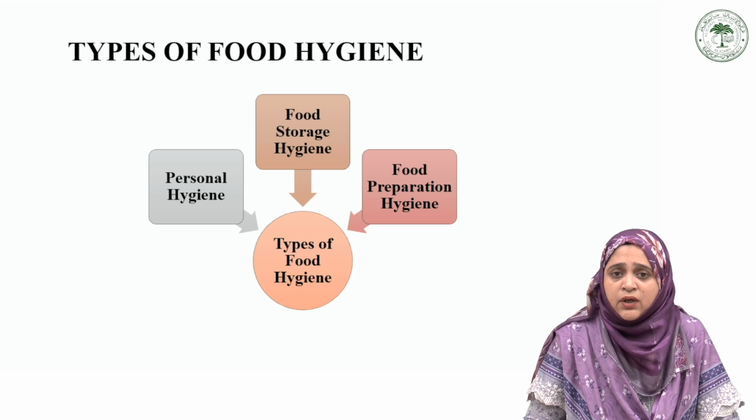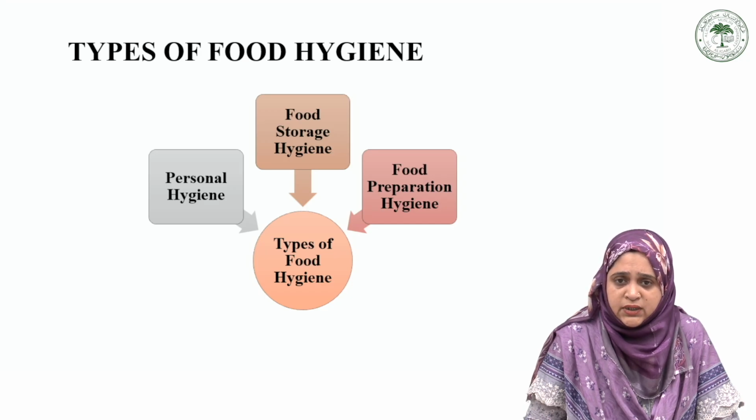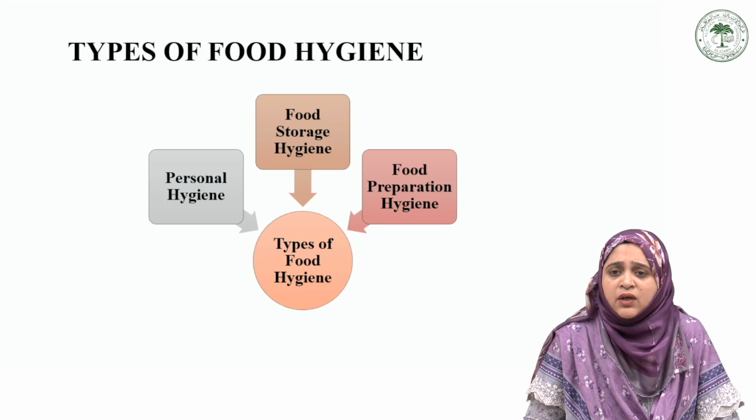The next type of food hygiene is food storage hygiene. This type involves storing food at the correct temperature, using separate containers for raw and cooked food, and ensuring that food is not left out of the refrigerator for too long.